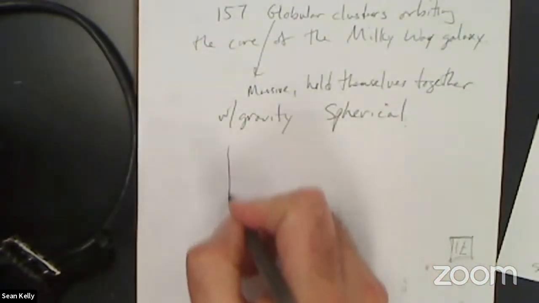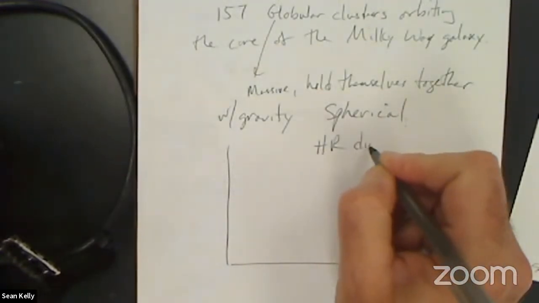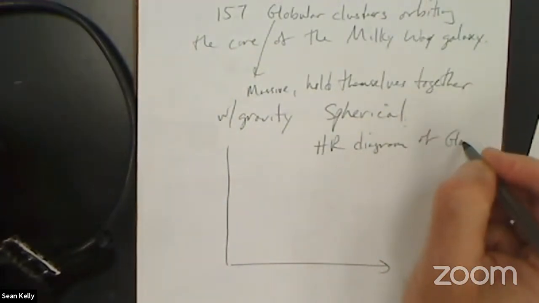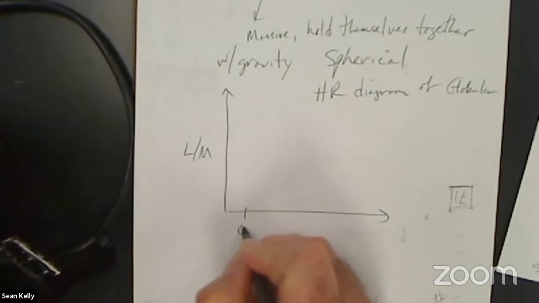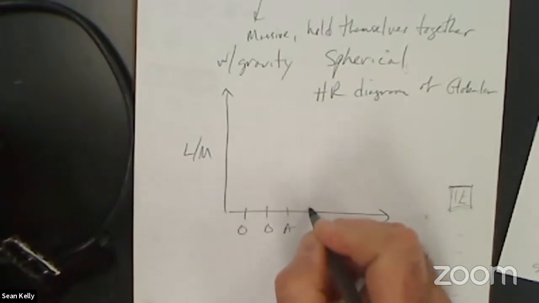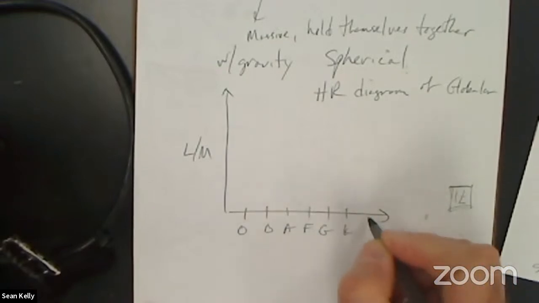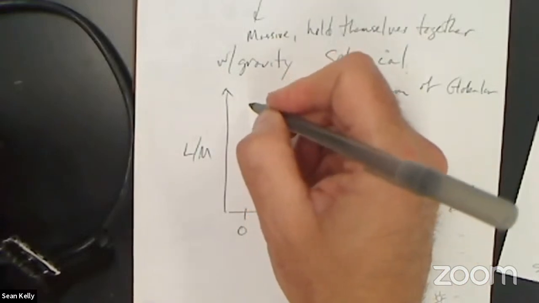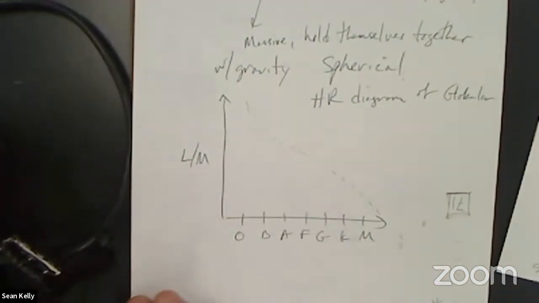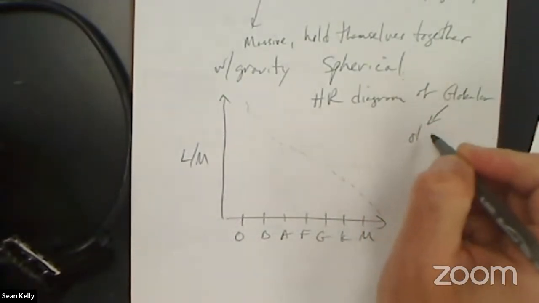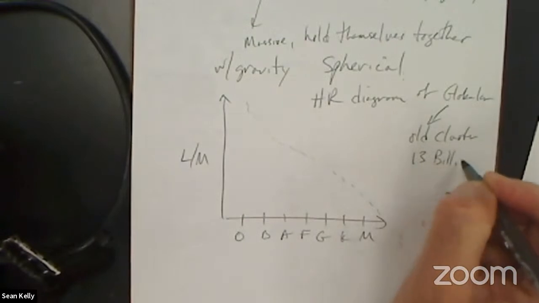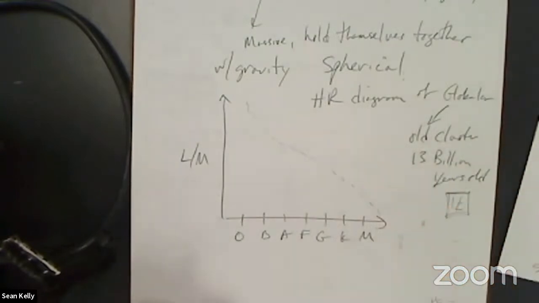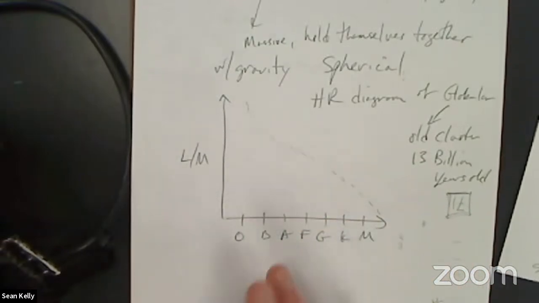So what happens when you make an HR diagram of a globular cluster? Remember we have luminosity or absolute magnitude, and we have O, B, A, F, G, K, M: oh, be a fine girl, kiss me. Then I'm going to put a little dotted line. If the cluster is old, let me make a little note: old cluster. Actually, we think they're about 13 billion years old. They're pretty old. I want you to think about what that means.